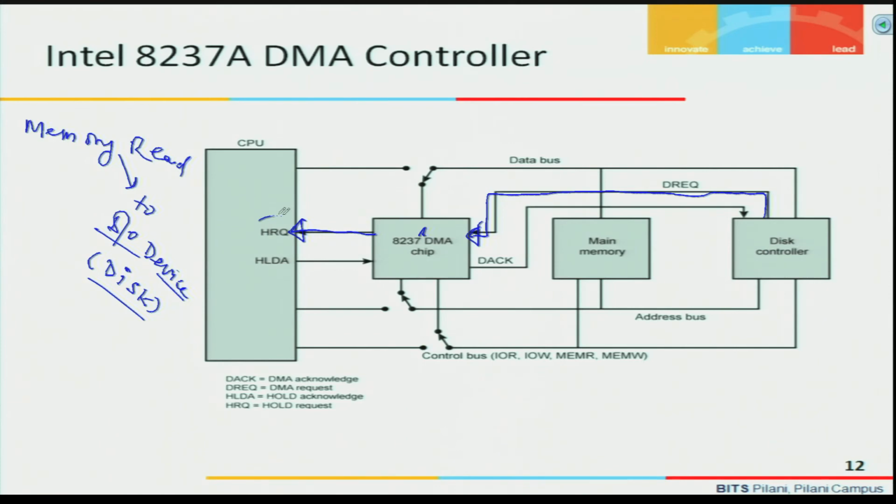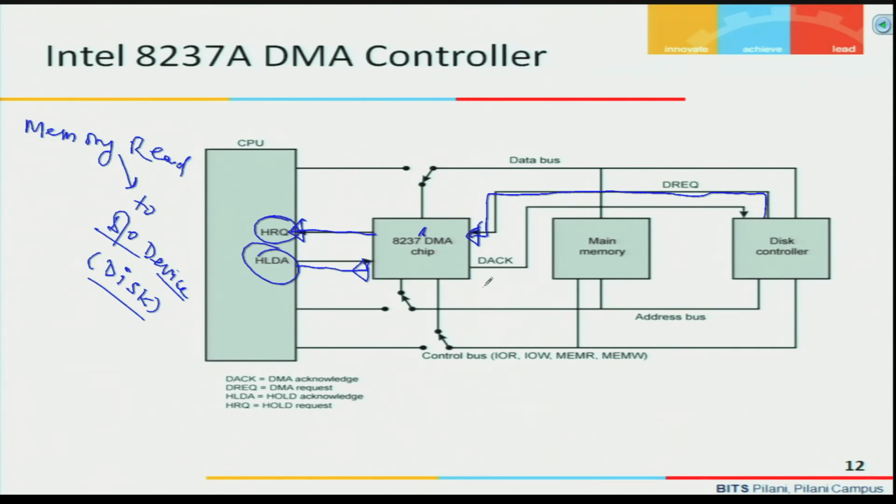HRQ means hold request signal as high to the processor. The processor will finish the current bus cycle, not necessarily the current instruction cycle. That is the difference between interrupt and the DMA activity. So, the processor will finish only the current bus cycle, and after finishing it, it will put the hold acknowledgement signal on high. High means it is enabled.